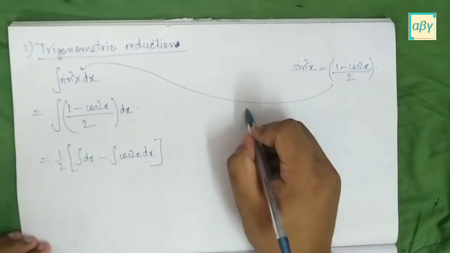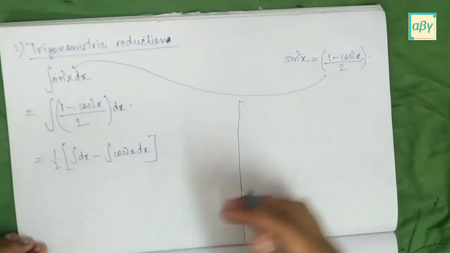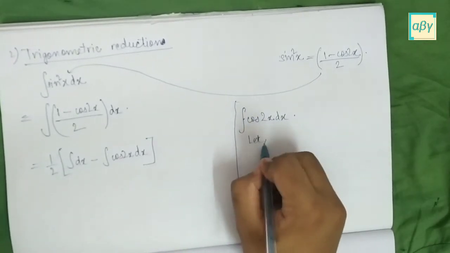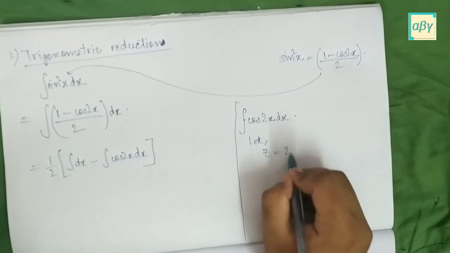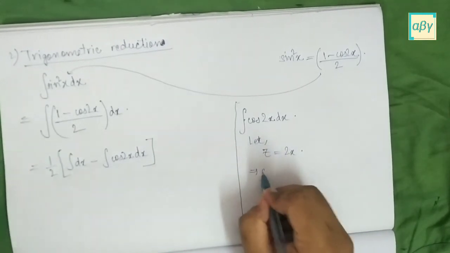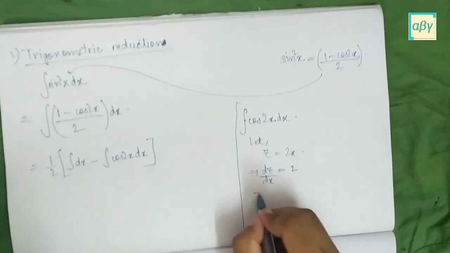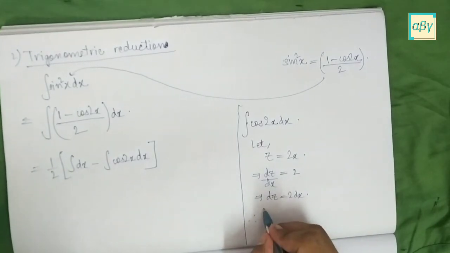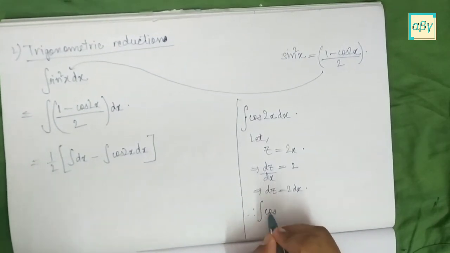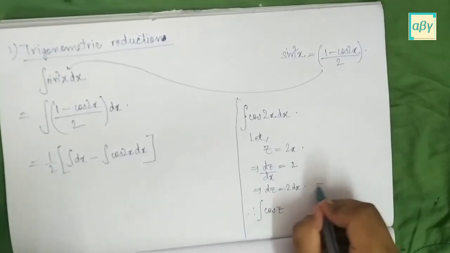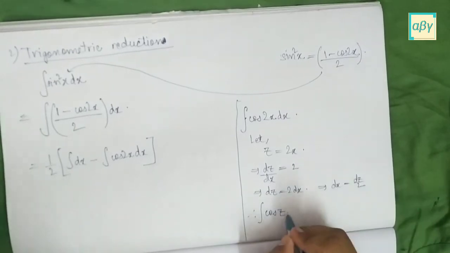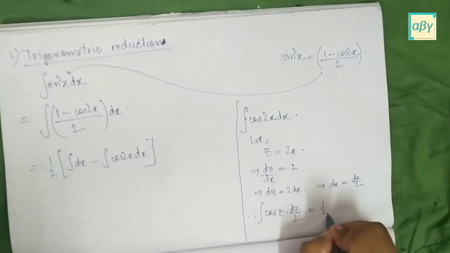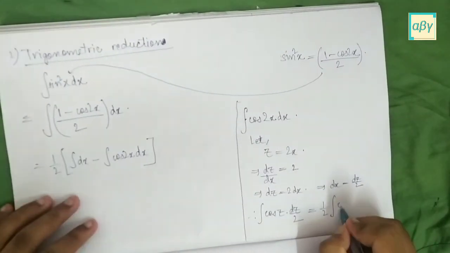And let me first find out the integration of cosine of 2x separately. So integration of cosine of twice x dx. Let me take a u substitution. z is equal to twice x. So this implies dz by dx is equal to 2, so I can write this as dz is equal to twice dx. So therefore, as a result, my integral becomes cosine of z times dx. I have to replace this dx. So dx is equal to dz by 2. So your integral now becomes cosine of z times dz by 2. So let me bring out the half. So it will become half times integral of cosine of z dz.